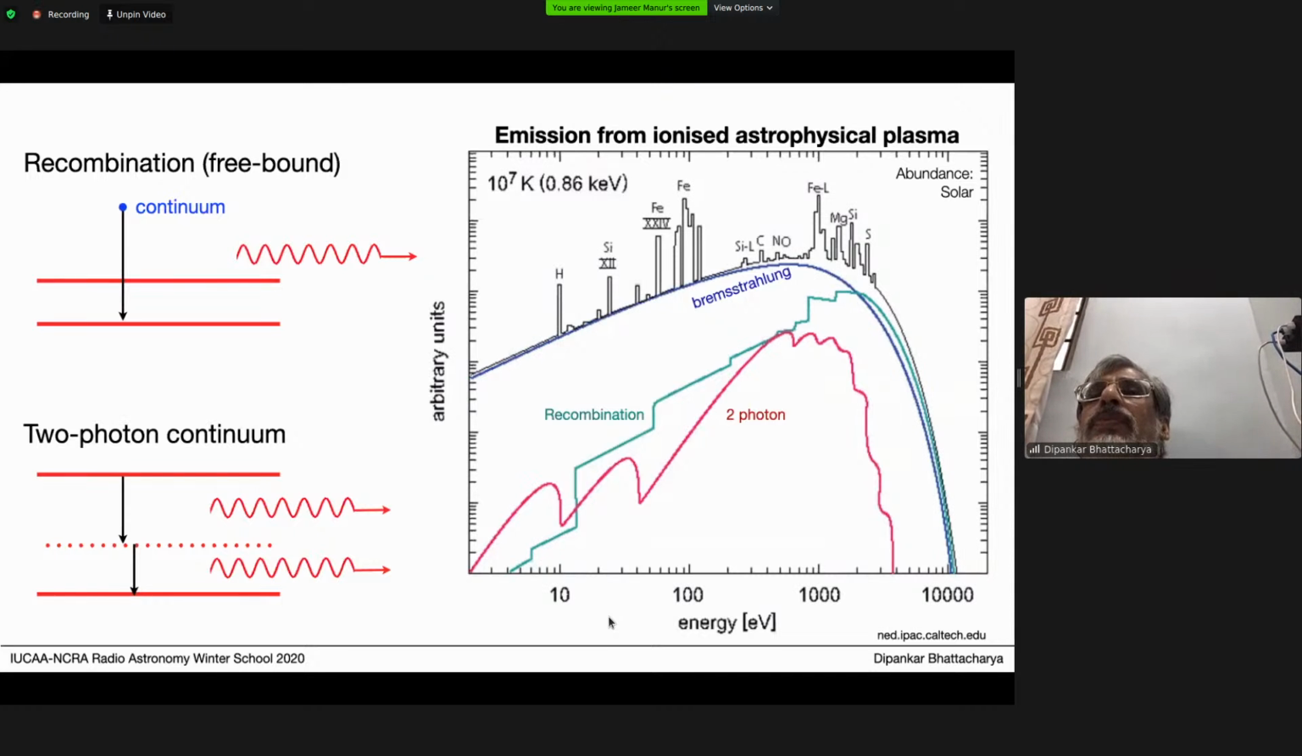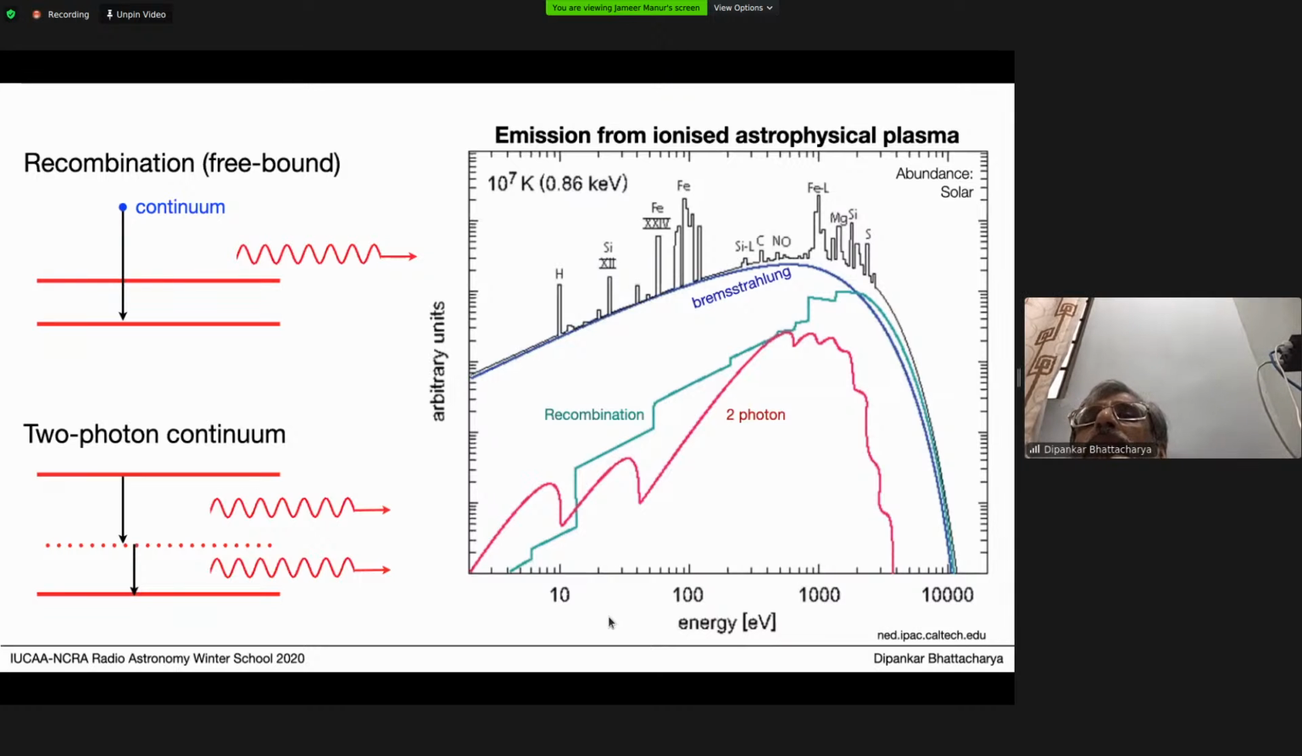Now, since the initial state is a free state, which means it could have any energy, while the final state is a defined quantum state of the atom, this produces radiation at arbitrary values of energy, at arbitrary values of photon frequency. So this also produces continuum. It is just that both ends are not free. It's free at one end, but is bound at the other.